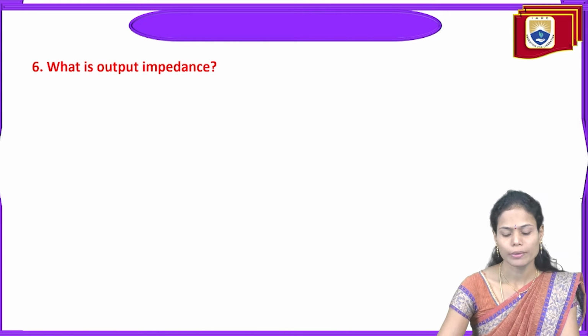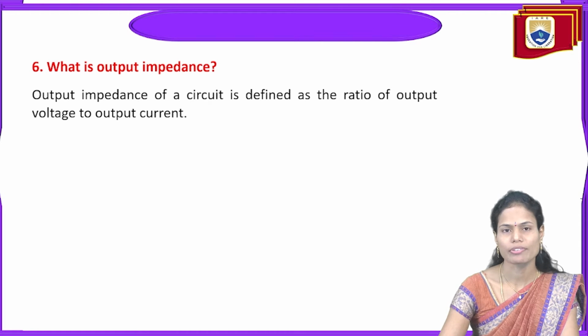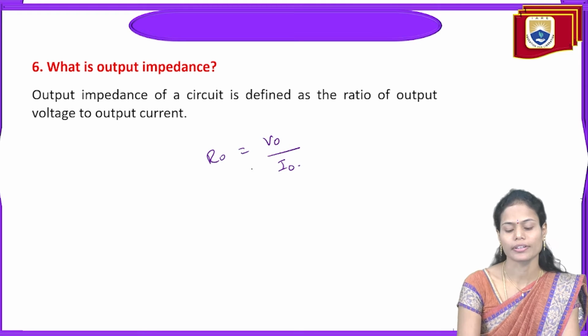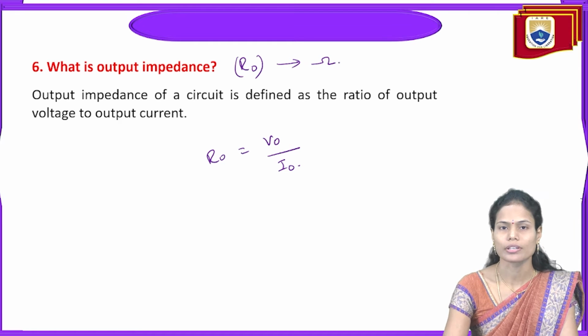What is meant by output impedance? So the output impedance of a particular circuit is defined as the ratio of output voltage to output current here. So we indicate this with Ro and this one is also measured in ohms here.